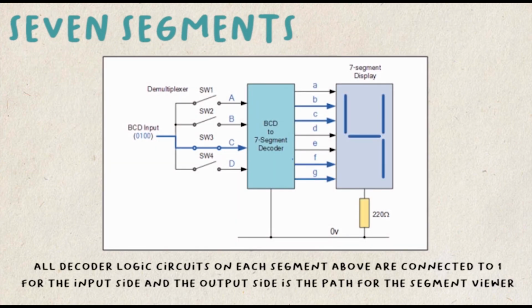Then all the decoder logic circuits on each segment above are connected together for the input side, and the output side is the path for the segment viewer. Done. Hope you understand.